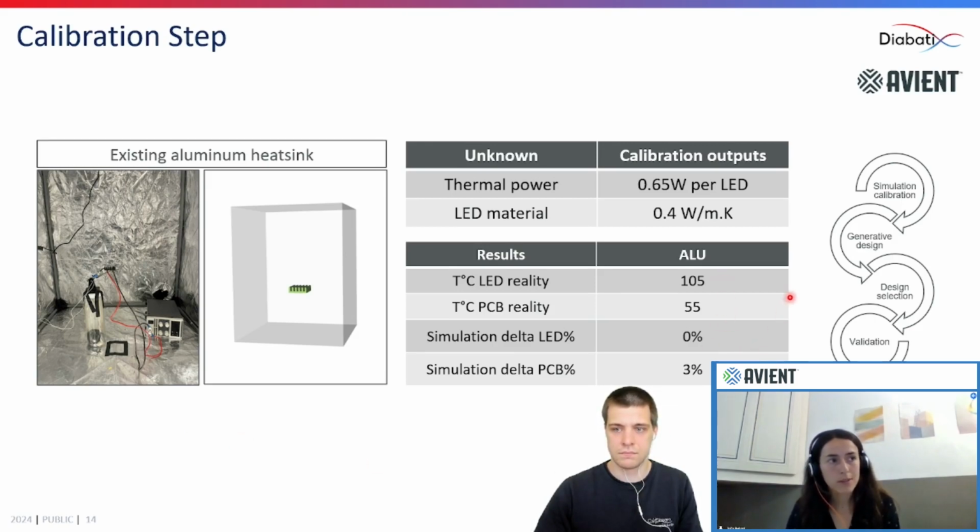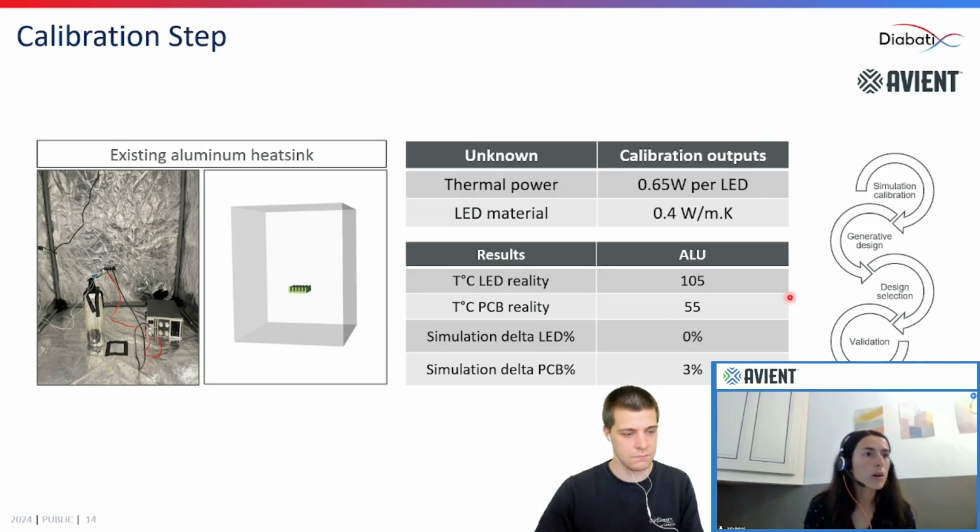Then on the right, you can see the numerical model, the representation of our physical one. And we have iterated in CoreStream to be able to get the unknowns of the study, so the thermal power and the LED material. Once the model was validated, with a really low percentage error from the simulation, we could move to the next step.